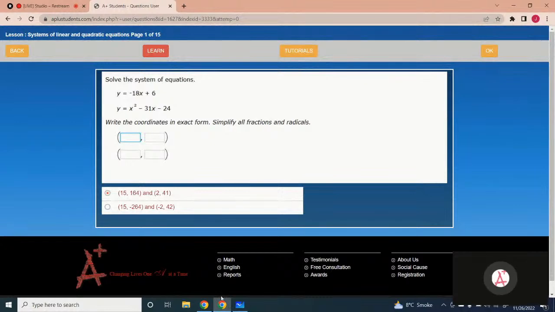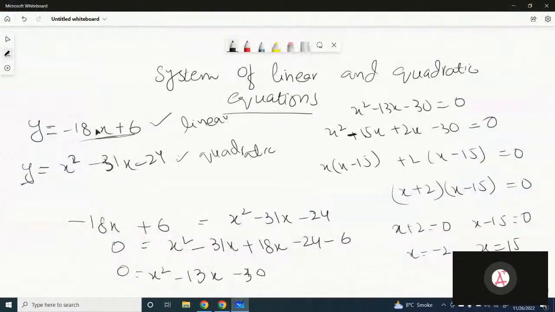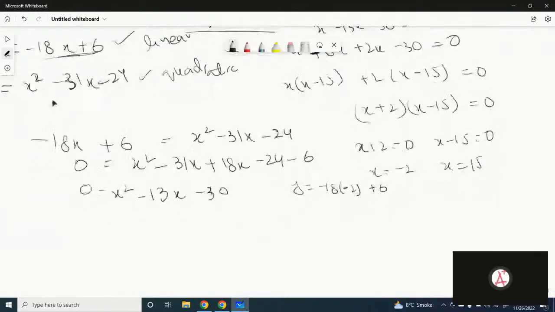Oh, you have to calculate the value of y also. Got it? Just put the x values in this equation. Y in the first one, y equals negative 18 times negative 2 plus 6. So it would be 18 times 2 is 36. 36 plus 6 is 42.